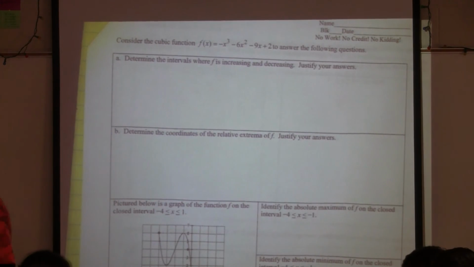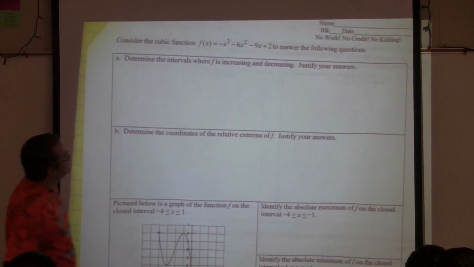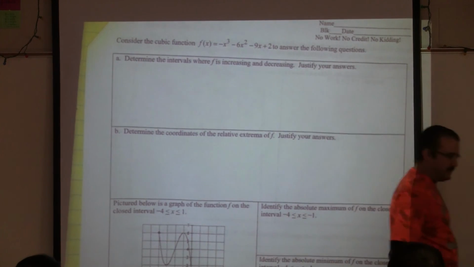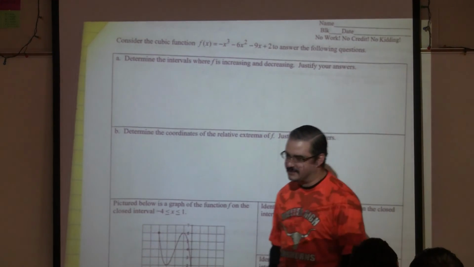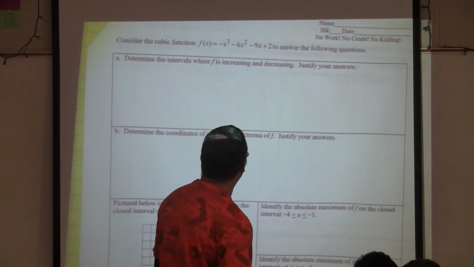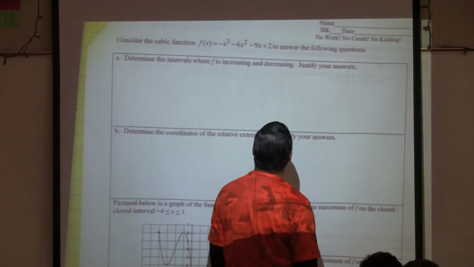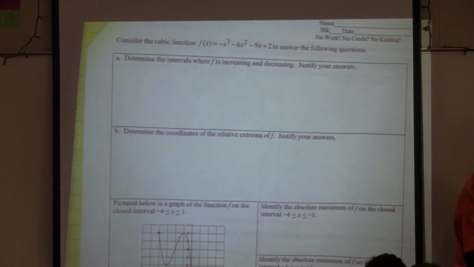Alright, so let's do it real quick. What kind of a function is this? This is a what? Starts with a P. Polynomial. So are polynomials continuous everywhere? Yes, okay, great. So to determine the intervals where f is increasing or decreasing, how do I do that?